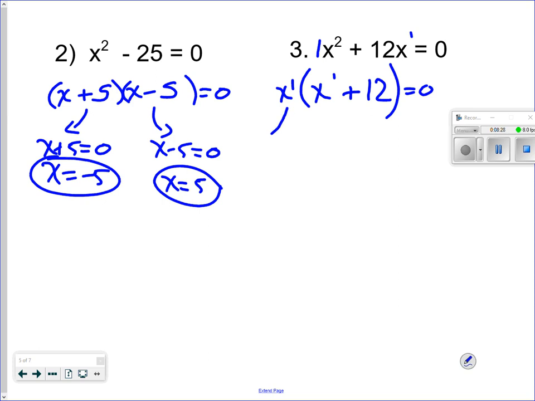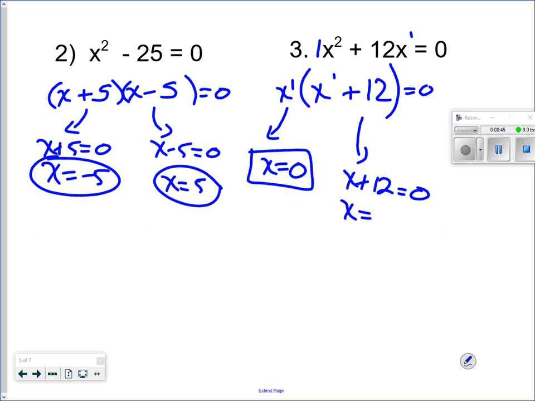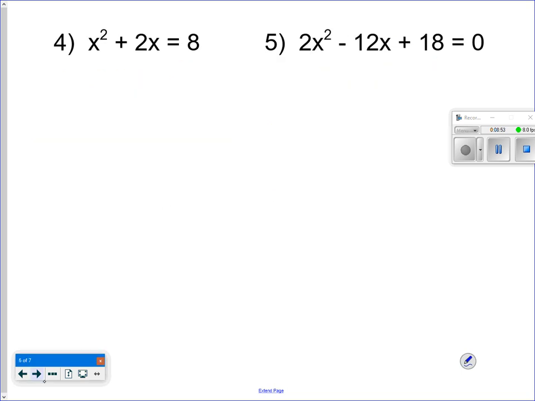So remember, when you have just this plain number in the front, set that plain thing equal to 0 and x equals 0. There's nothing to solve. That's the first answer. And then the second piece, x plus 12 equals 0. Subtract 12 from both sides, and you get your second answer, negative 12. 2 left. X squared plus 2x equals 8.